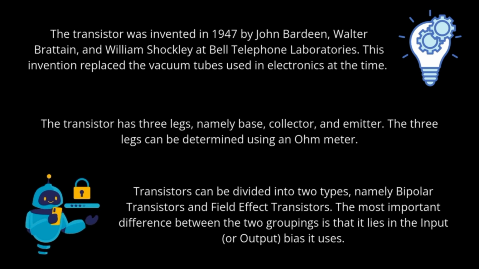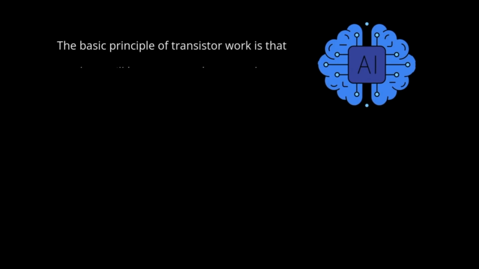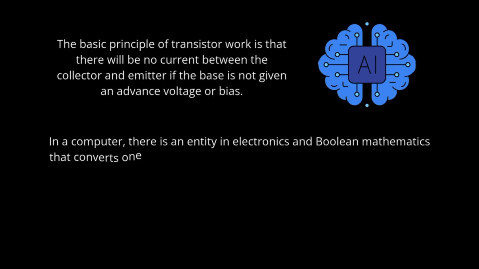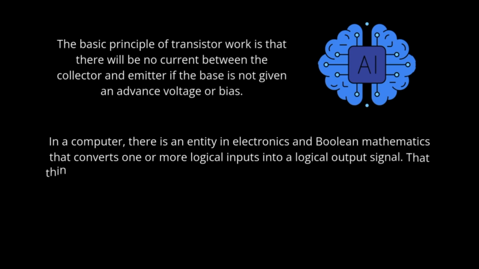Transistors can be divided into two types, namely bipolar transistor and field effect transistor. The most important difference between the two groupings lies in the input or output bias it uses. The basic principle of how a transistor works is that there will be no current between the collector and emitter if the base is not given a forward voltage or bias.